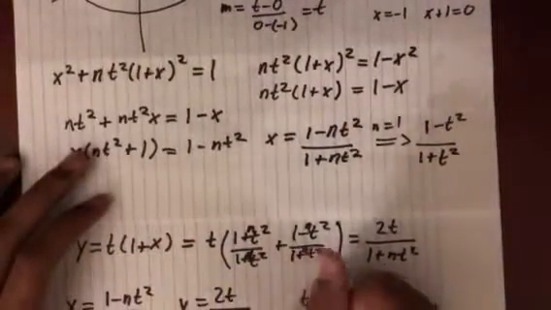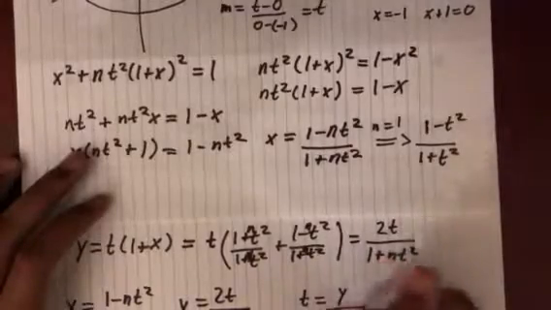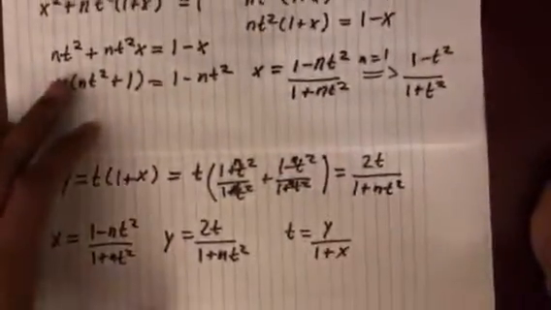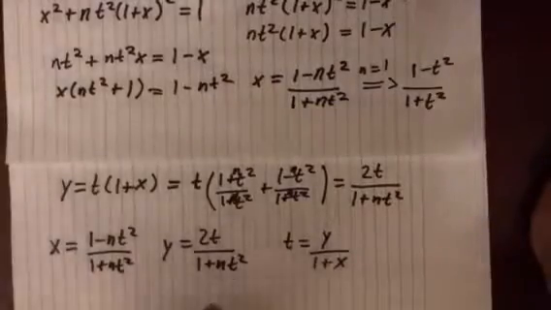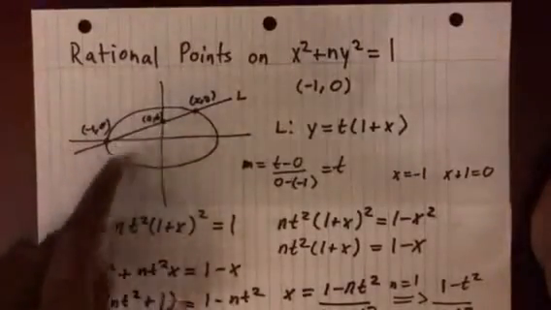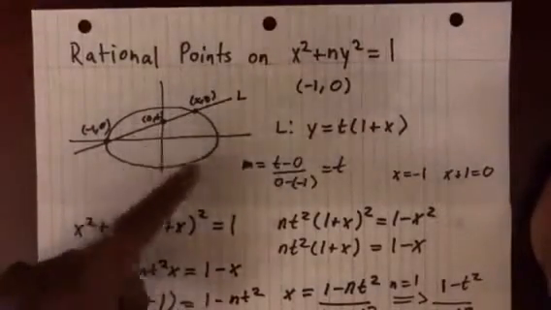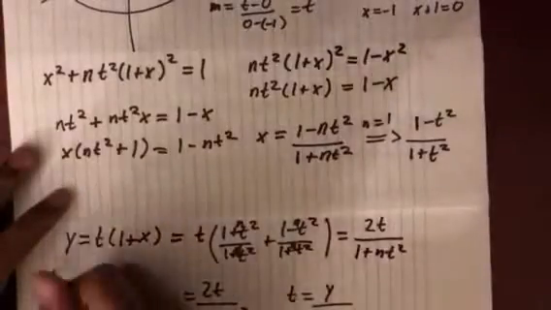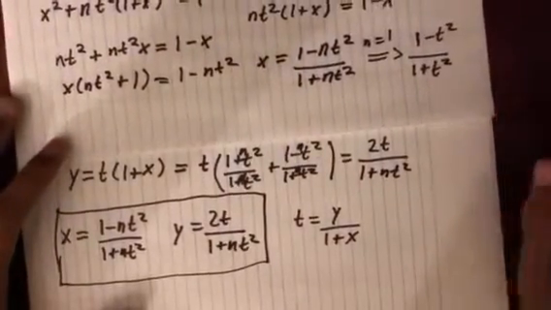And so you can see that we have t equals y over 1 plus x. So if x and y are rational, t is rational. And similarly, if t is rational, x and y are rational. And t defines the slope. So if you pick a line with rational slope through that point, you have a way to parameterize the rational solutions x and y. Just pick rational t's. And there are infinitely many t's to pick, so you'll have infinitely many solutions.